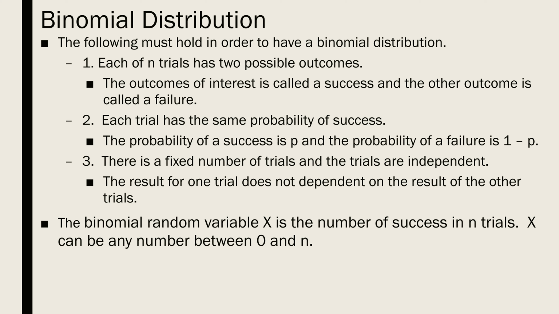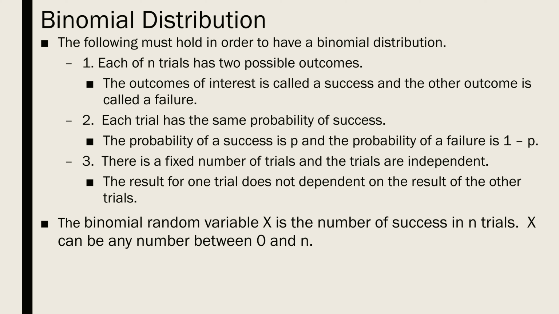In this video, we are going to learn binomial distribution. The following must hold in order to have a binomial distribution. First, each of n trials has two possible outcomes. The outcome of interest is called a success, and the other outcome is called a failure.